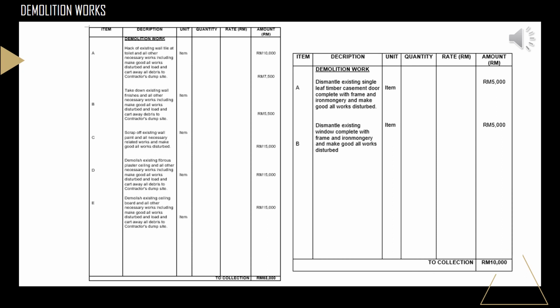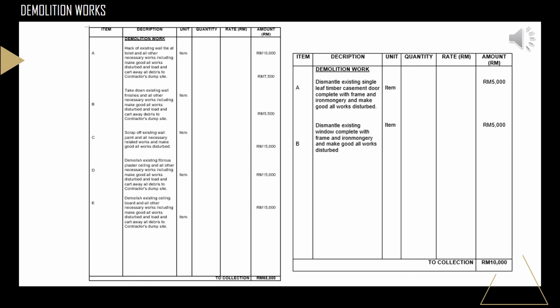And on the other page, demolition work for hacking existing wall, toilet, and all other necessary works, including make good all work disturbed, and cart away all debris to contractor dump site. It brings a cost amount of RM 10,000. Take down existing wall finishes and all other necessary works, including make good all work disturbed, and cart away debris to contractor dump site.